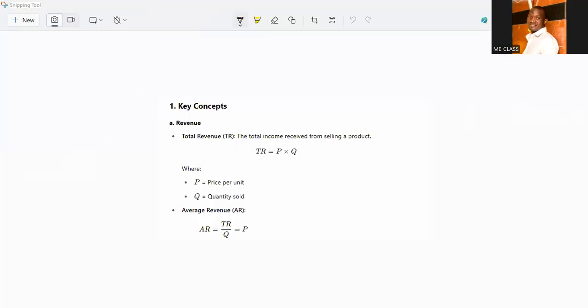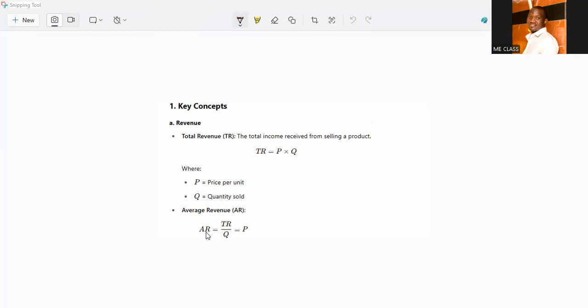In our class today, we'll look at revenue analysis. Now, what is revenue? It's the total income received from the sale of a product. Total revenue, TR, is denoted by P times Q, where P is the price per unit and Q is the quantity sold.